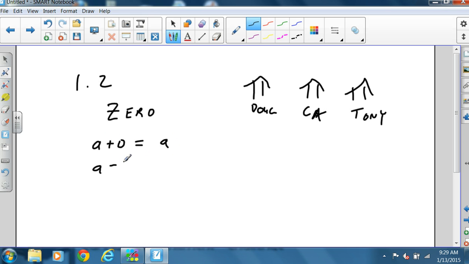I subtract nothing from A and I get A back. And I multiply something times A and I get nothing back. And if I multiply two things and I get zero, then there's only one conclusion: A is zero or B is zero. They could both be zero. That'd be perfectly okay. But one of them has to be zero. If I multiply two things together and I get zero, one of them has to be zero. I have no other choice.